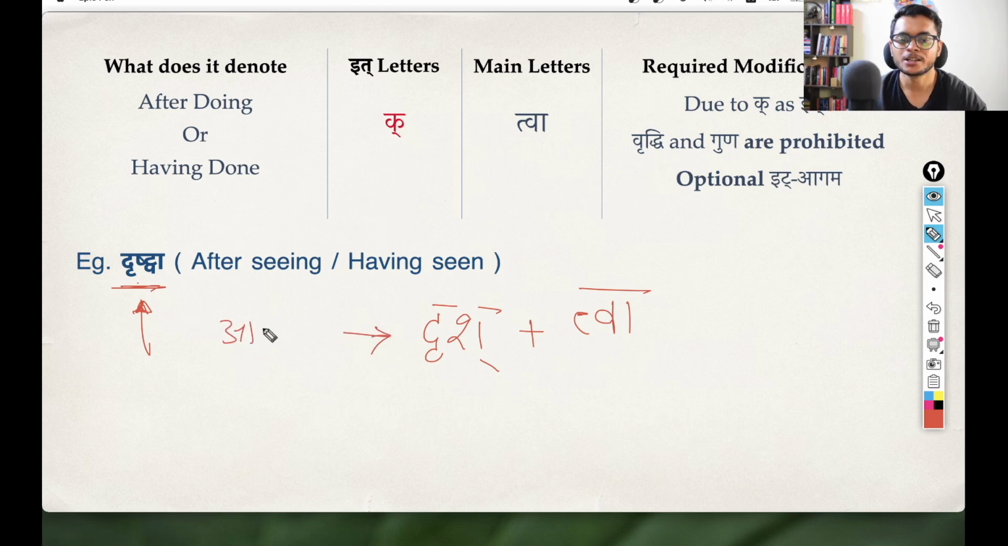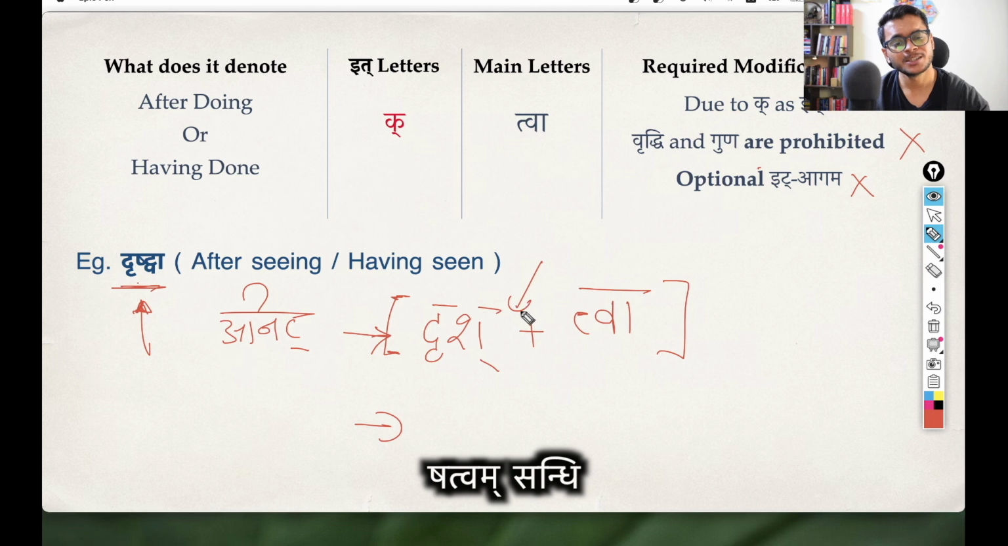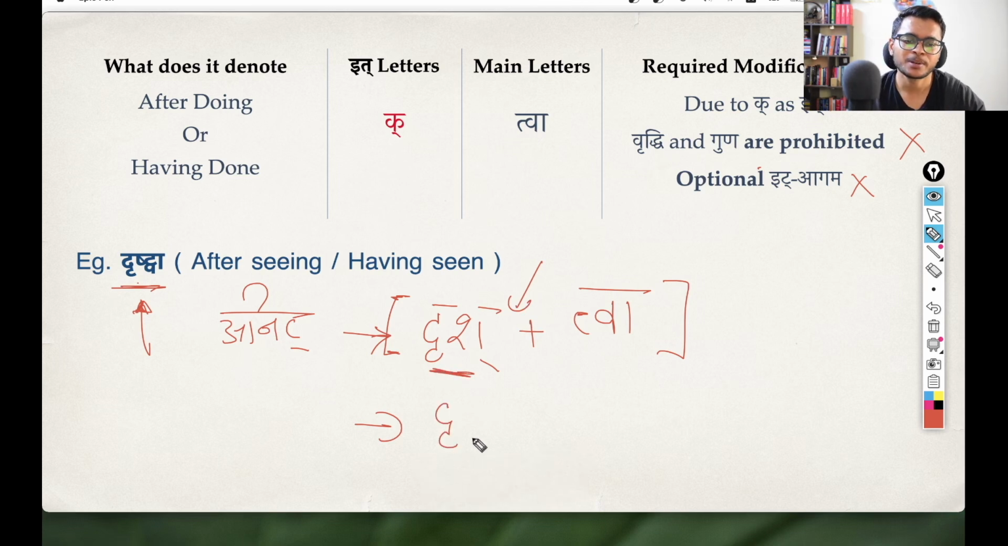Okay, and since this drish dhatu also is an anit dhatu, this optional it agama also is not possible. So vriddhi and guna are already prohibited. Optional it agama is also not going to happen. So we are simply going to combine them together. And of course, we will check if any sandhi is happening or not. And there is a shatvam sandhi that is happening. And in this sandhi, there are few special dhatus for which the last letter is replaced with the shakara. Okay, so this is a shatvam sandhi that applies to few special dhatus. And as we saw, the last letter of this dhatu is replaced with this shakara.